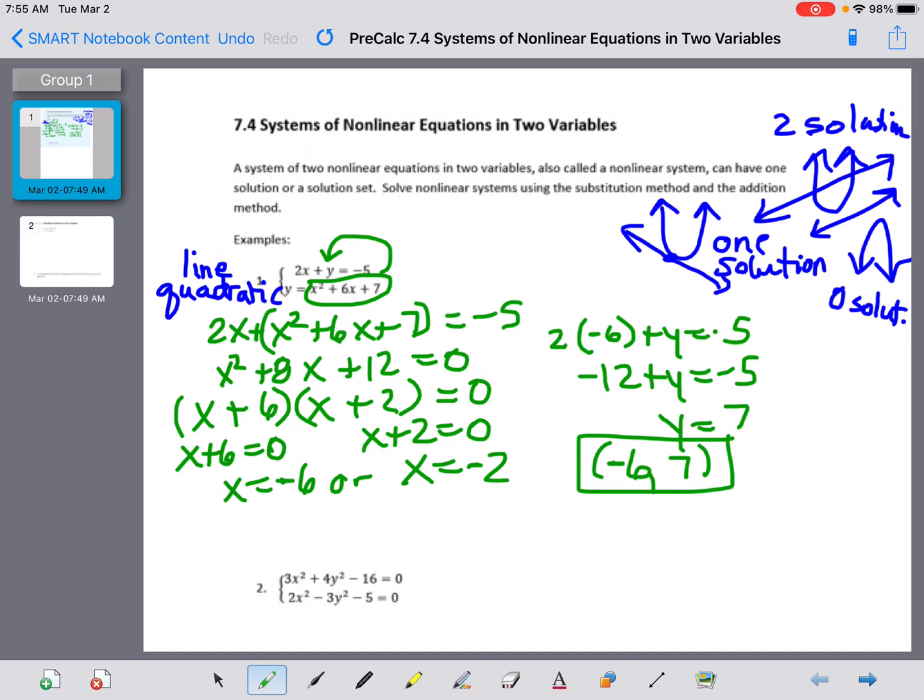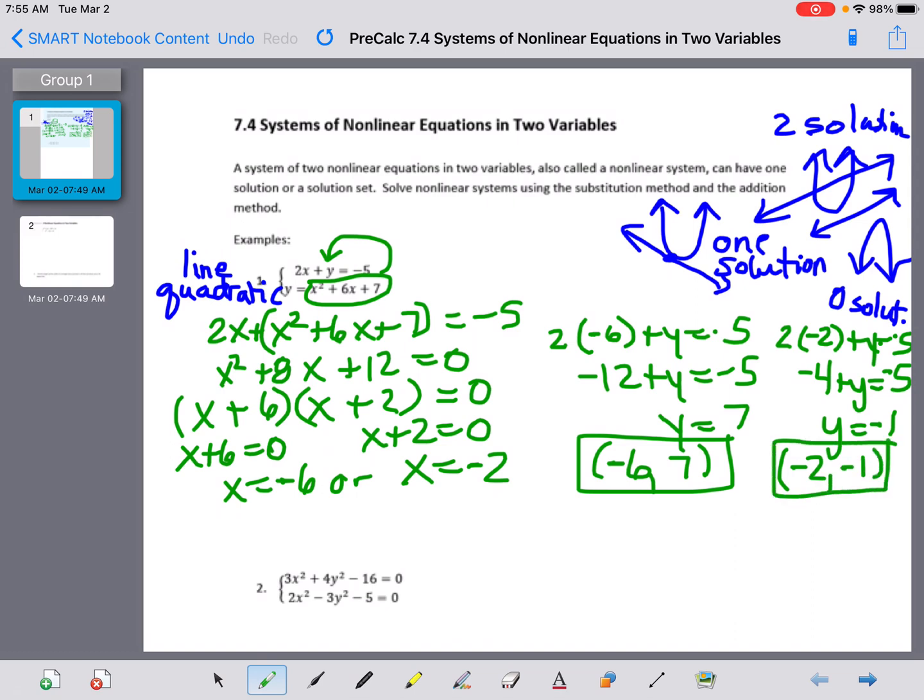I'll do this again with my second solution. 2 times negative 2 plus y equals negative 5. Negative 4 plus y equals negative 5. Add 4 to the other side, y equals negative 1. So I'm going to get, at negative 2, I get negative 1. So this one had two solutions, so it must have crossed through the parabola twice, okay? All right, let's look at number 2 down here.